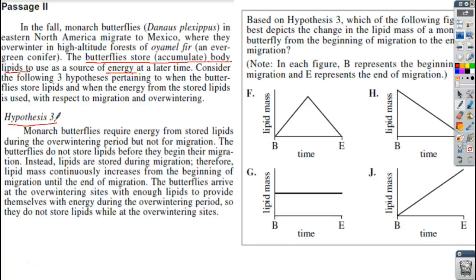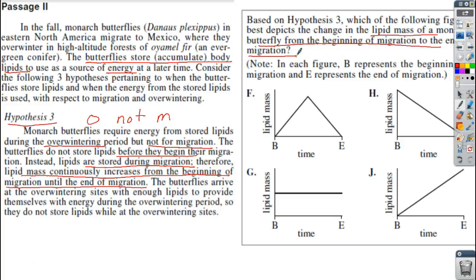And hypothesis 3, if you recall from last week, uses monarch butterflies, and they need it during overwintering, but not migration. So O, not M. All right, which suggests that they don't store lipids before, but they store them during the migration. Therefore, lipid mass continuously increases from the beginning of migration until the end of migration. Now the question here asks, based on hypothesis 3, which of the following figures best depicts the change in lipid mass of a monarch butterfly from the beginning of migration to the end of migration?